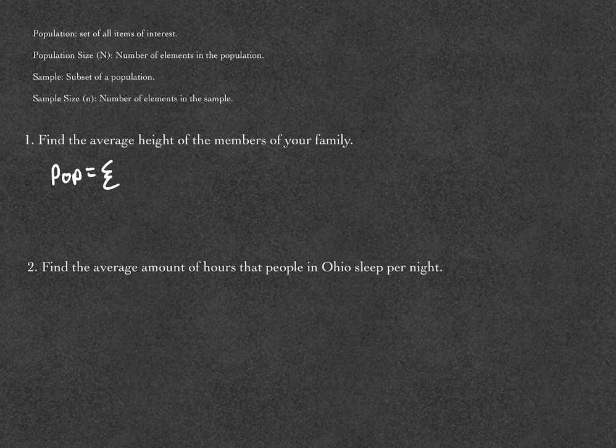We use curly brackets to denote a set, and the elements of the set go inside. So, in this case, the population is the set containing each member of your family. Let's say, for this example, that your family consists of your mom, your dad, your brother, your sister, and you. This then is the population.